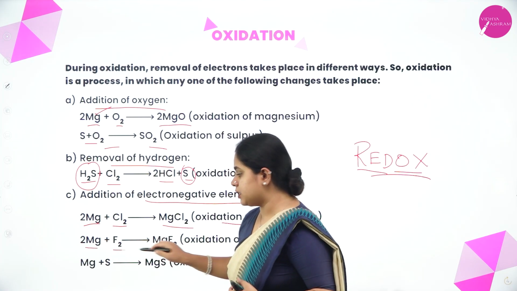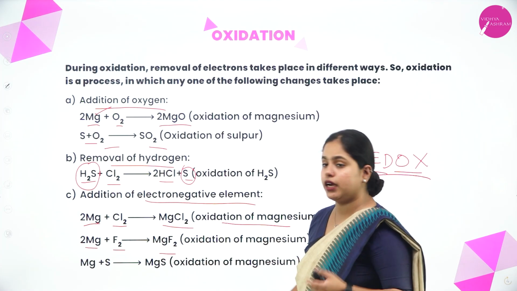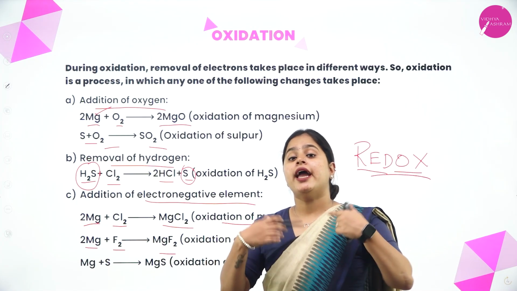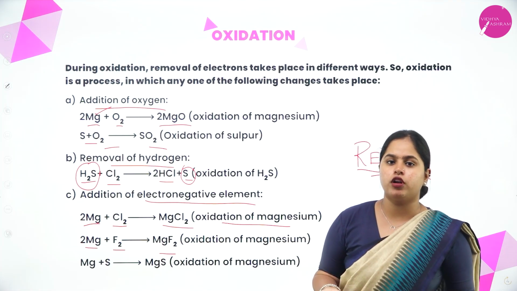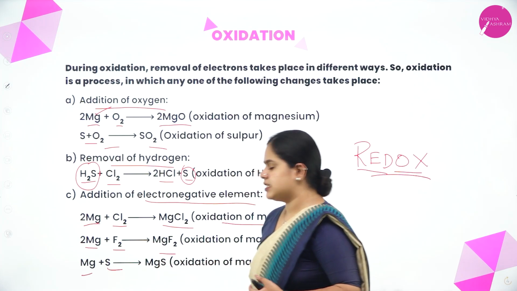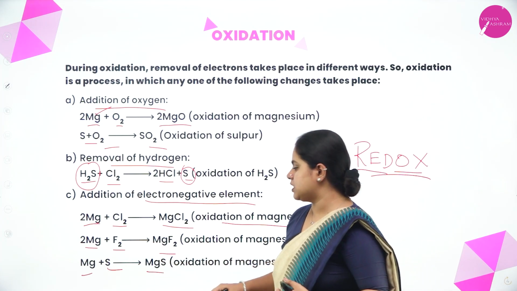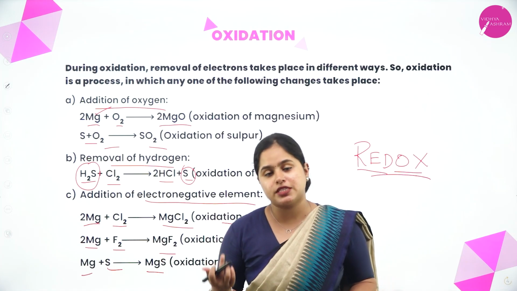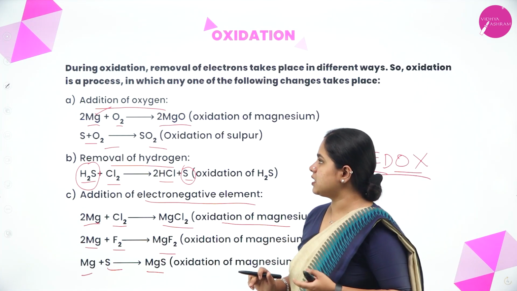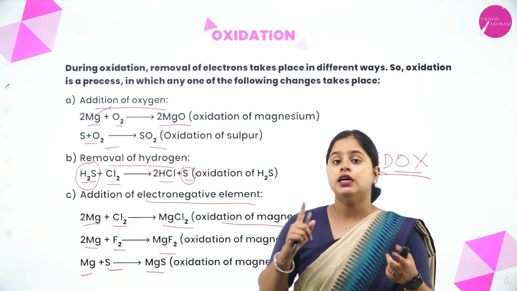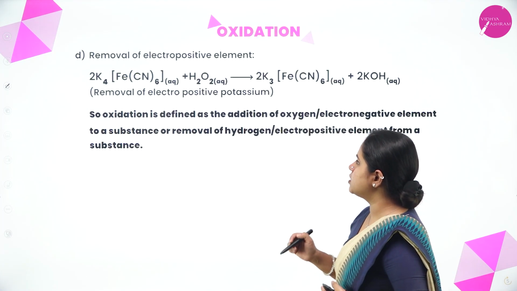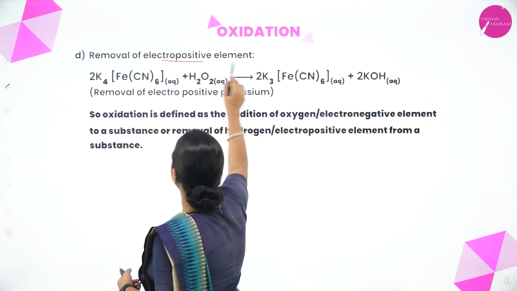Next, magnesium plus fluorine. What do you get? Magnesium fluoride. Here also magnesium is getting oxidized by the addition of an electronegative element. Fluorine, chlorine, all these are electronegative elements, right? The next one is magnesium plus sulfur. Here also you get magnesium sulfide. Here as well, magnesium is getting oxidized by the addition of a more electronegative element. I hope these three ways are clear: addition of oxygen, removal of hydrogen, or addition of an electronegative element.